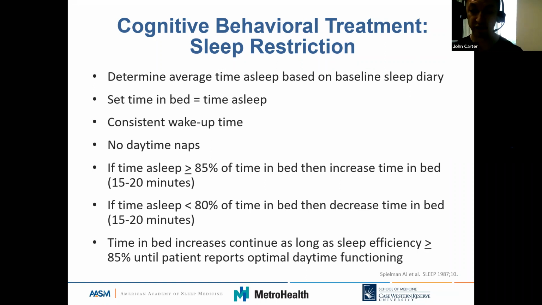And for folks who have certain psychiatric conditions, particularly bipolar disorder, you are probably not going to sleep restrict any more than about 6 hours due to the risk of exacerbating mania.